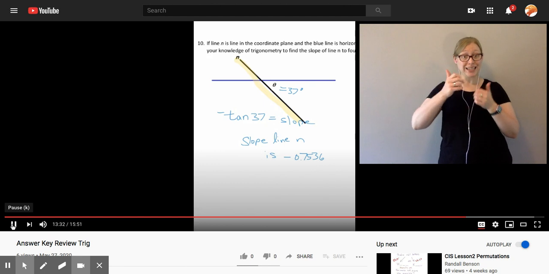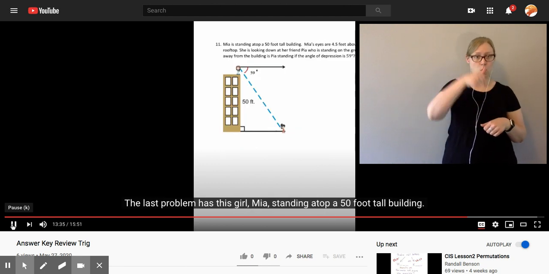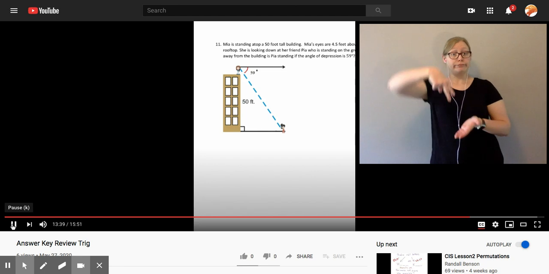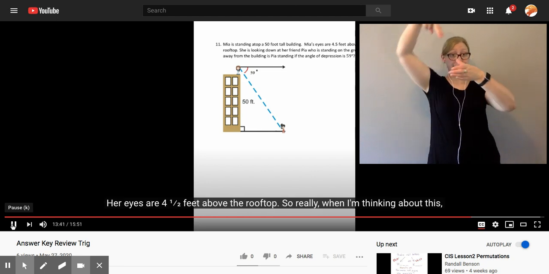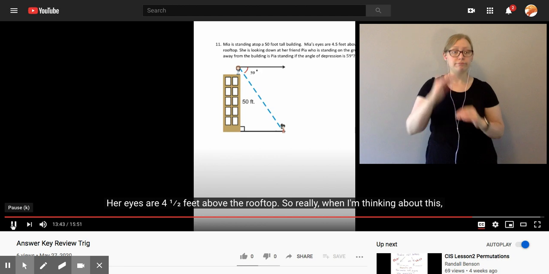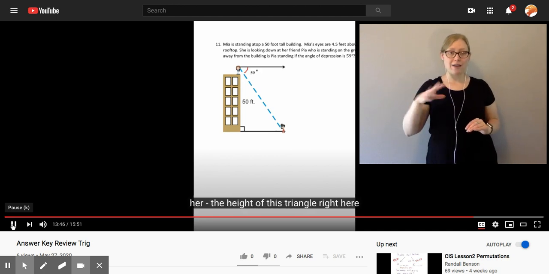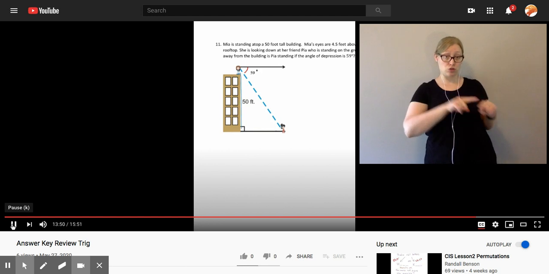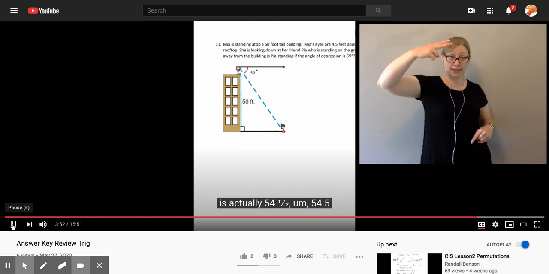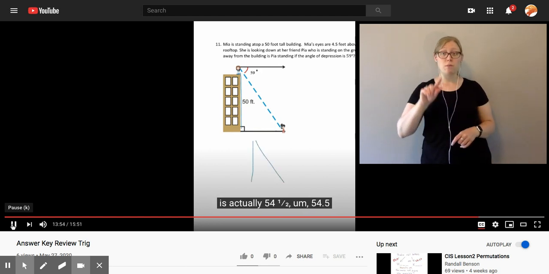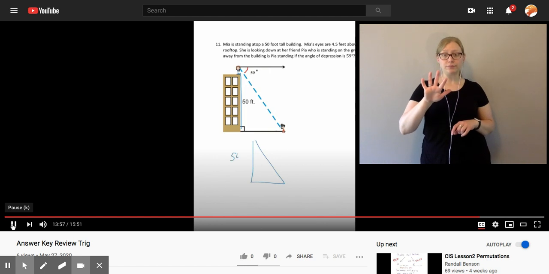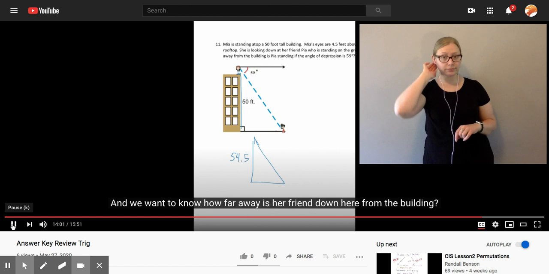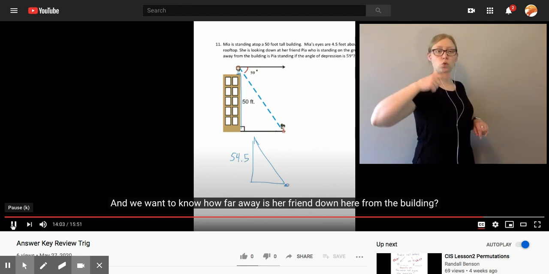The last problem has this girl Mia standing atop a 50-foot tall building. Her eyes are 4.5 feet above the rooftop. So really, when I'm thinking about this, the height of this triangle right here is actually 54.5 feet. And we want to know how far away is her friend down here from the building.